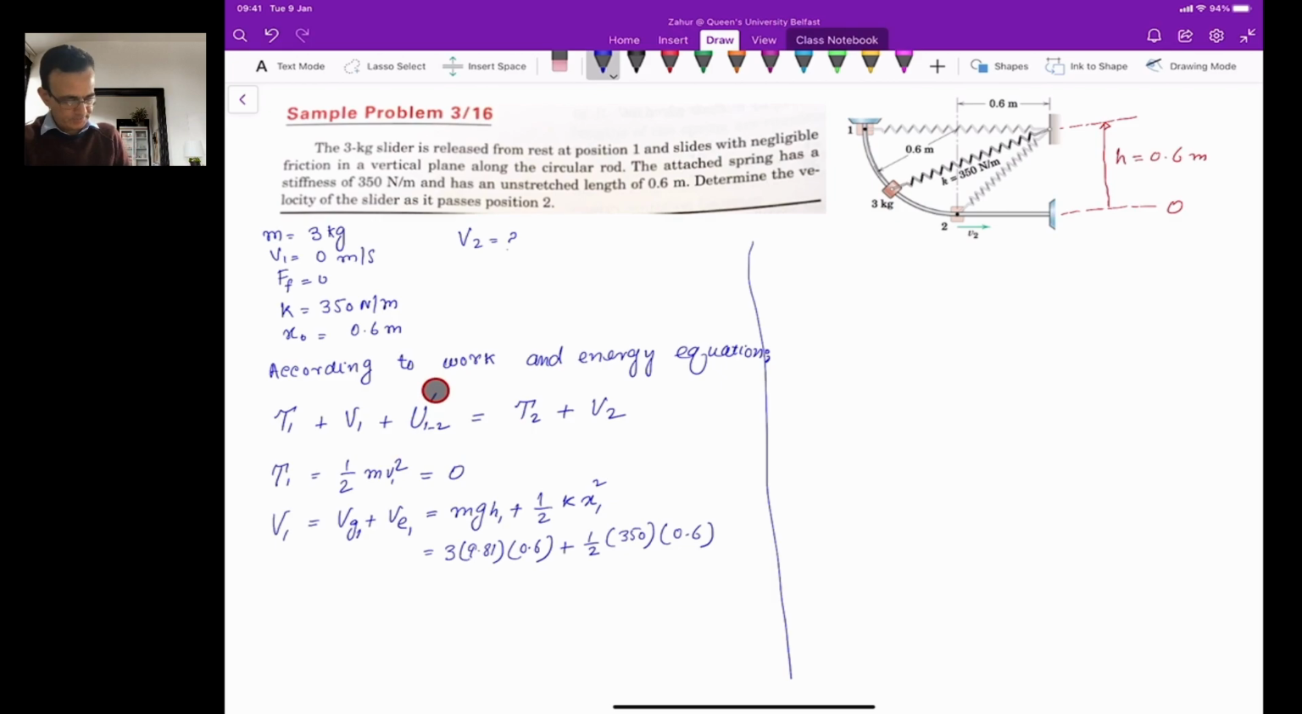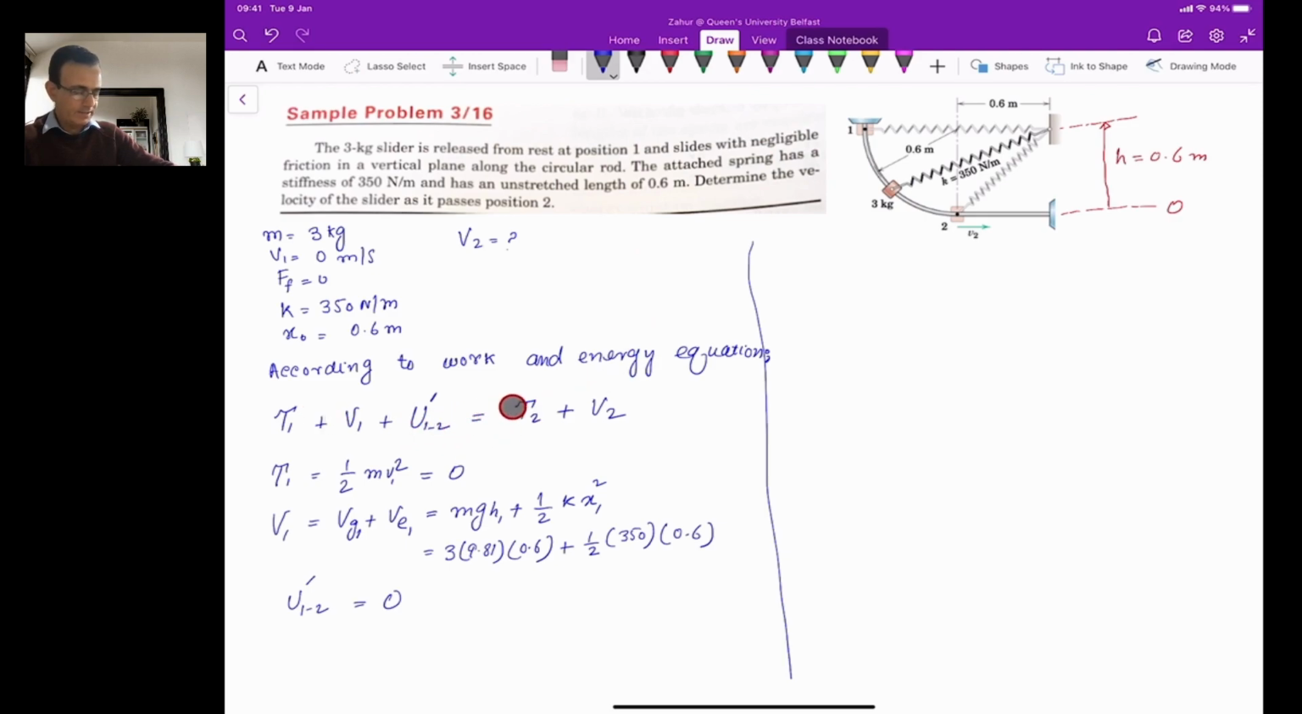And similarly we can calculate U1-2 dash, which is the work done by all other forces other than spring and gravity. So in this case, there are no other forces. The friction force is 0, and there is no other force acting on this mass. This means that this U1-2 dash is equal to 0.